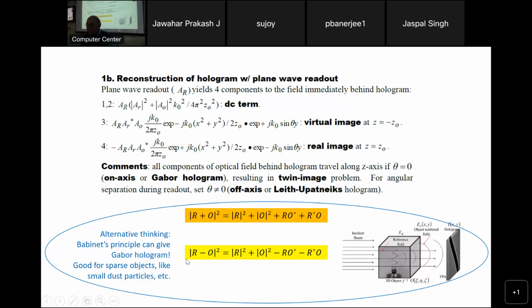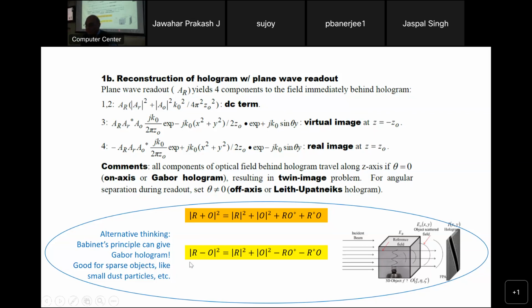Another thing I'd like to point out: if you have what's called a sparse object, this is something I'll bring out here. We might talk about it later. A sparse object is a very tiny object; the object does not intersect too much of the beam. So what are sparse objects? Like little particles, bubbles, dust, and so on and so forth.